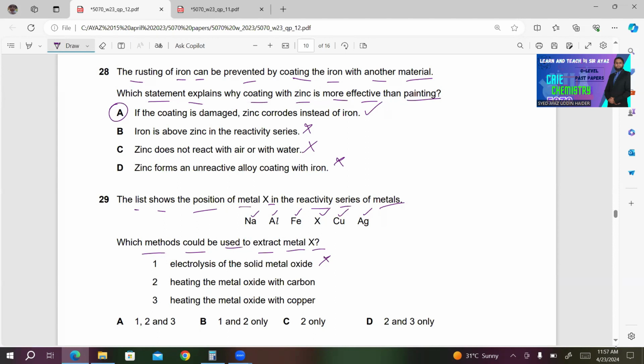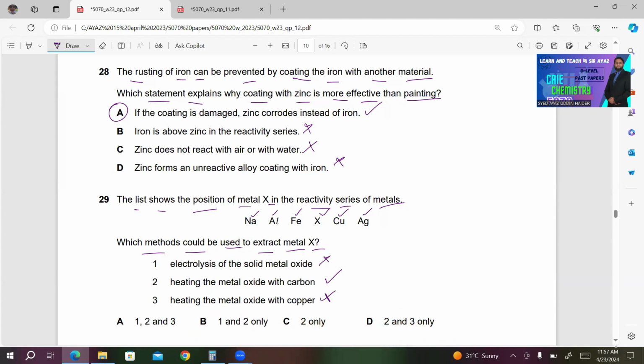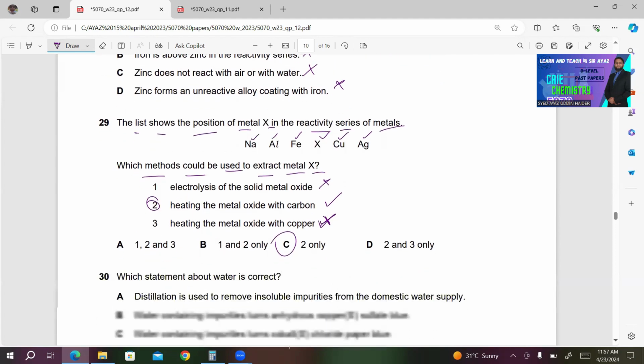Heating the metal oxide with carbon looks right to me. I'm reading the other statement, heating the metal oxide with copper. It will not work because copper is less reactive than this metal X. So 2 must be the right answer. So C is the right answer for 29.